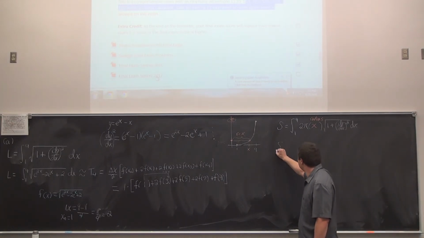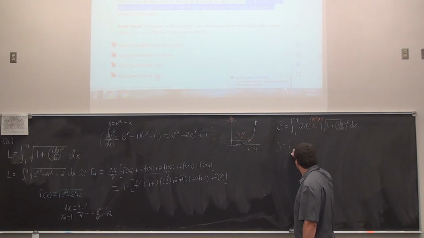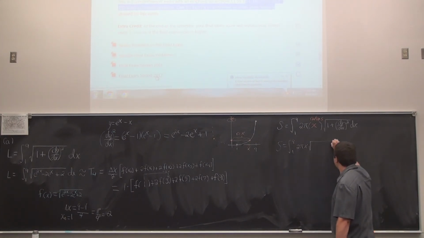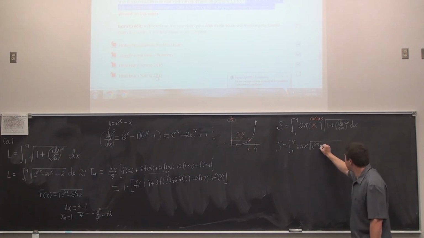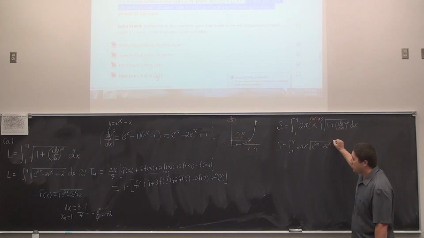We can just say that the surface area is immediately the definite integral from 1 to 9 of 2 pi x times the square root of e to the 2x minus 2e to the x plus 2, with a dx. So the surface area would look just like that.